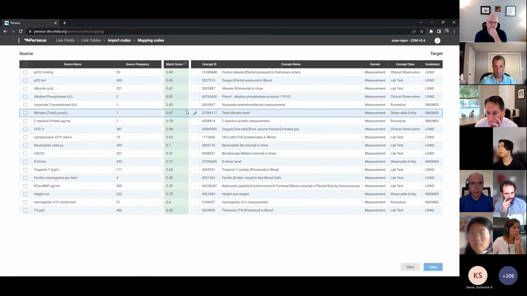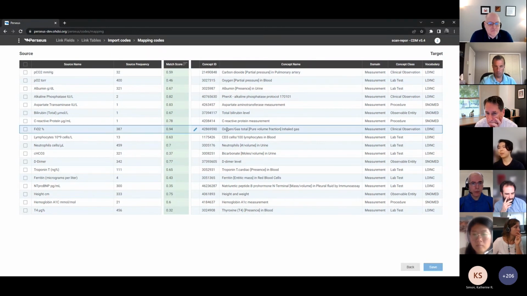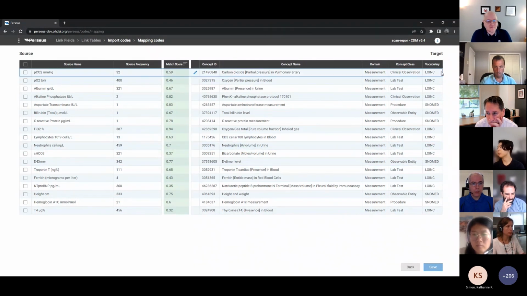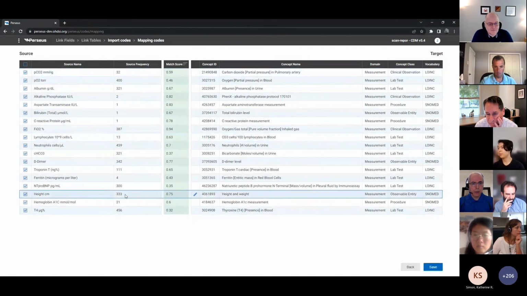So you can see here, some of them are better matchings than others. We have O2 and blood. That's perfect. We have CO2 and the artery. It's somewhat similar. Oxygen gas, neutrophil count, lymphocyte count, some of these things. And then we can look through these and approve them. I'd say, yeah, these all look good. We'll keep these. Maybe not this one. So we're just going to exclude that.